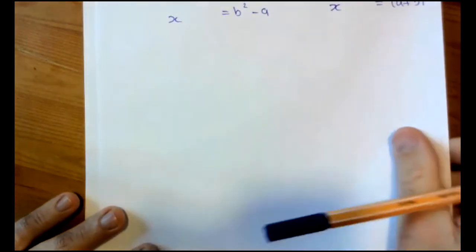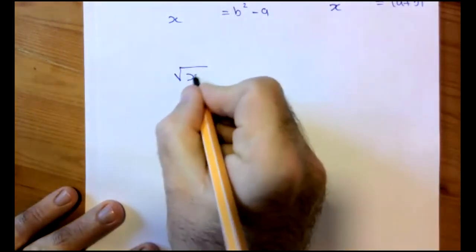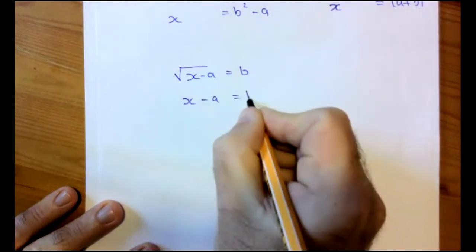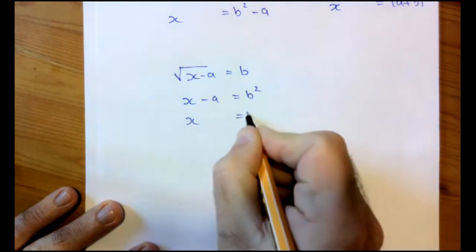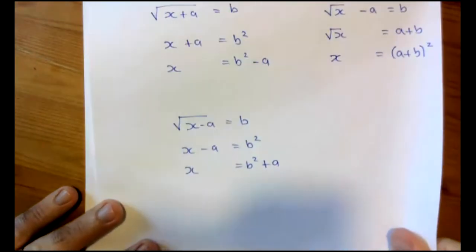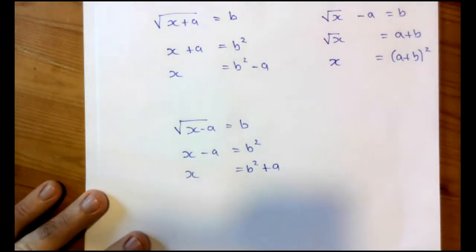And the final one, square root of x minus a equals b. x minus a equals b squared. x equals b squared plus a. Okay, so make sure any corrections are completed. Okay, now we can move on to the final slide.